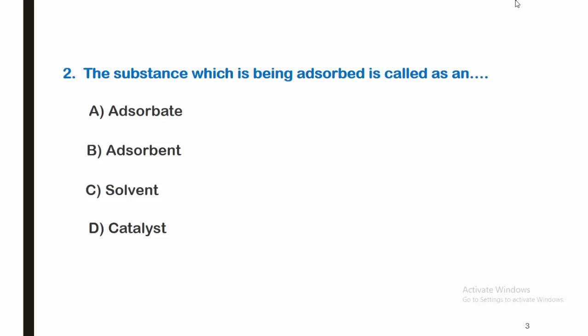The substance which is being adsorbed is called as N. It means the substance which is going to be adsorbed on the surface of another substance. The options are: Option A, adsorbate. Option B, adsorbent. Option C, solvent. And option D, catalyst. Very simple. As we just discussed, option A is the right answer, because the substance which is going to be adsorbed on the surface of another substance is known as the adsorbate.